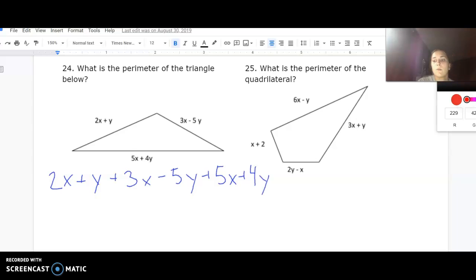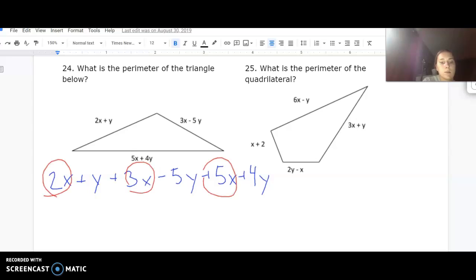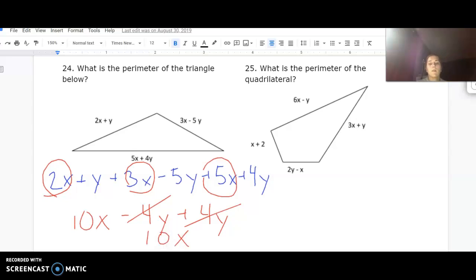So now I can go through and combine the x's. That leaves me with 10x, y, and then the y's cancel out because this gives us negative 4y, and then we have still our plus 4y. Those cancel, so 10x is our perimeter. I'm going to let you guys do the other perimeter problem on your own.